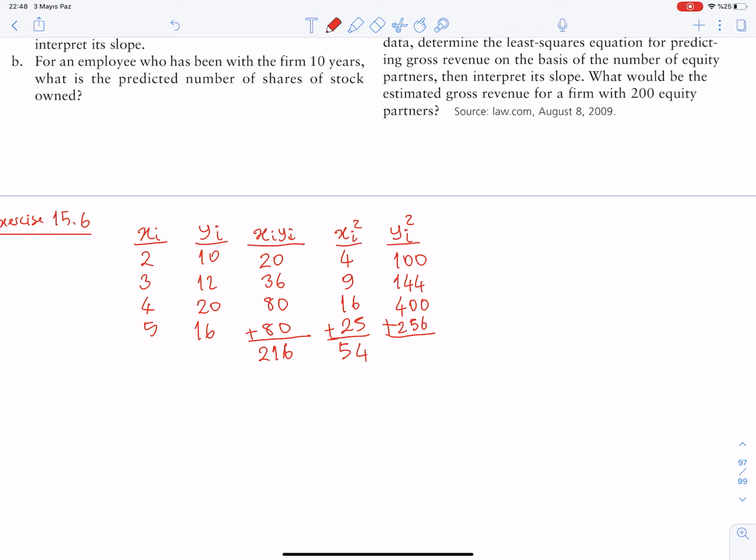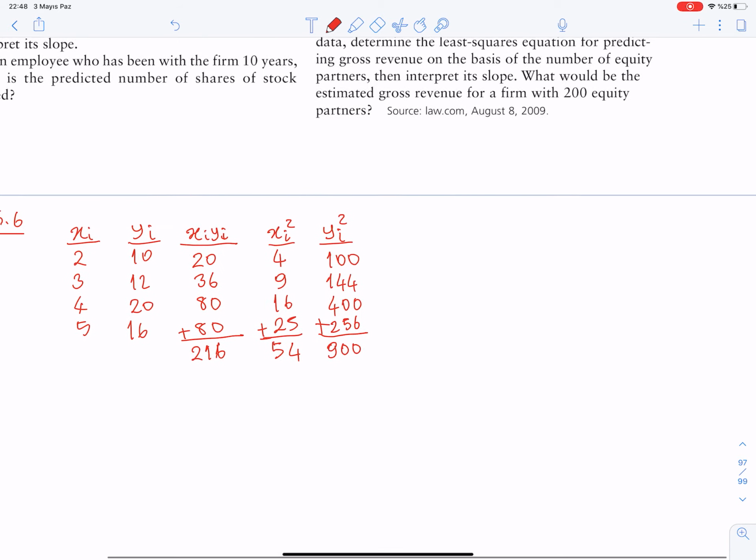Summing up all this, it is 400, 800, yes, that's not 900. Okay, everything is given, so I can move on.